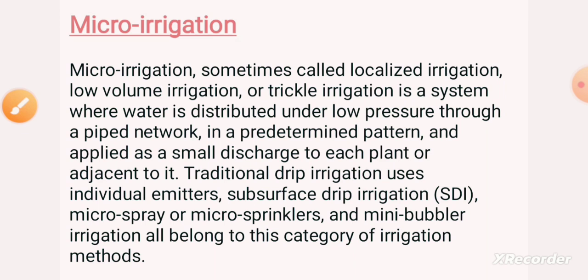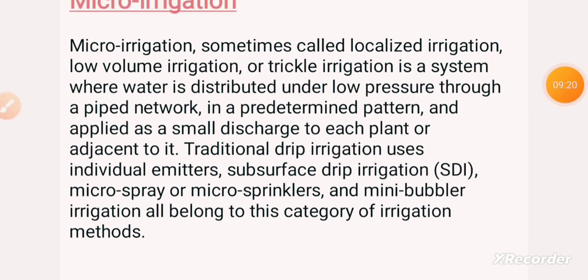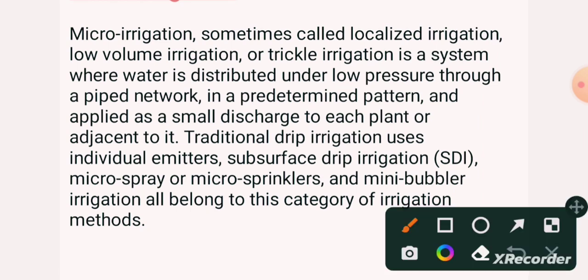Now here we can see micro irrigation. Micro irrigation, sometimes called localized irrigation, low volume irrigation, or trickle irrigation, is a system where the water is distributed under low pressure through a pipe network in a predetermined pattern and applied as a small discharge to each plant or adjacent to it. Traditional drip irrigation used individual emitters. Basically there are two types of micro irrigation: the first is drip and the other is sprinkler.